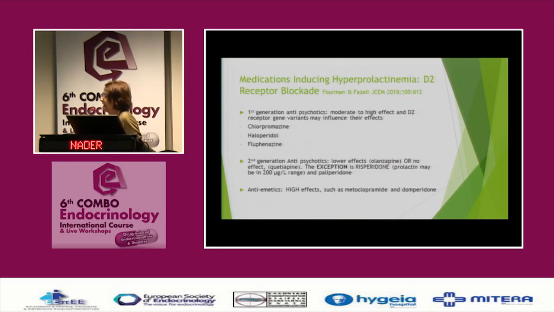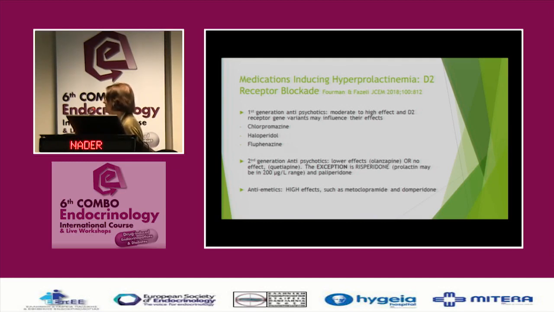So the next major group of medications that can affect reproduction are, of course, drugs that induce hyperprolactinemia. And these are drugs that are usually dopamine antagonists. And they've been talked about throughout this conference. The first generation antipsychotics have a moderate to high effect, and also, in addition to that, the D2 receptor gene variants may influence their effects. And these drugs include chlorpromazine, haloperidol, fluphenazine. The second generation antipsychotics have a much lower effect, such as olanzapine, or no effect, as in quetiapine.